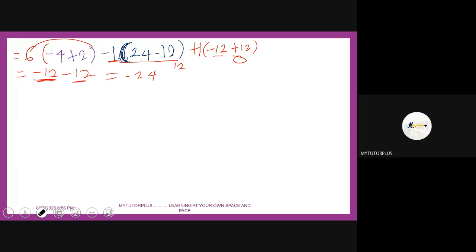Then minus 12 minus 12 will give us minus 24. So that is the value of what? The value of delta x. You can see how long the step is, right? Yes.